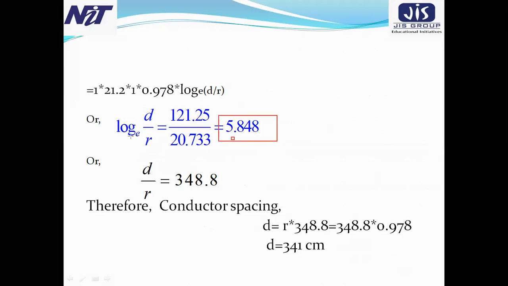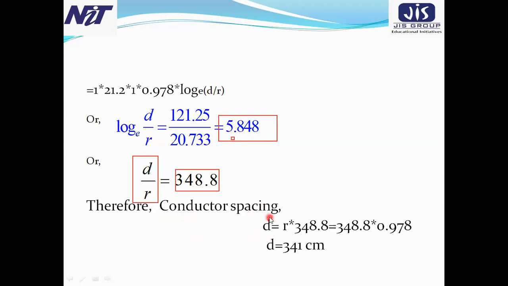Now using the logarithmic problem, d by R will be equal to e to the power 5.848. So e to the power 5.848 is equal to 348.8. So this is d by R. So the value of d by R is 348.8 now, but we have to find only this d.